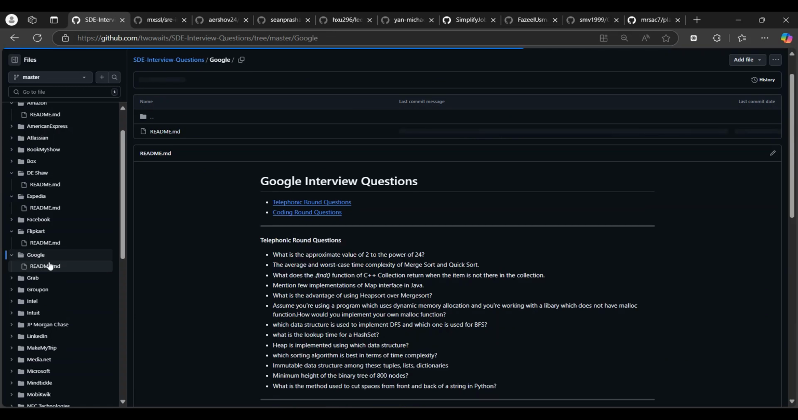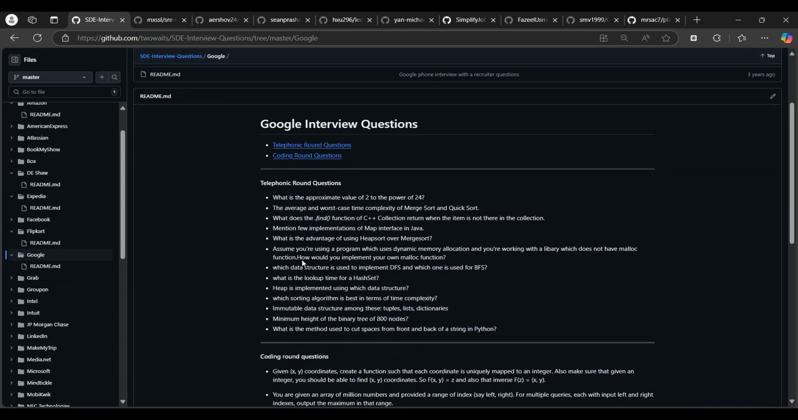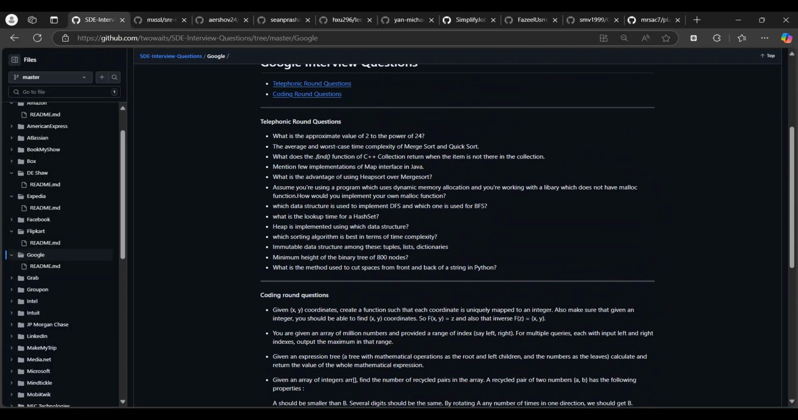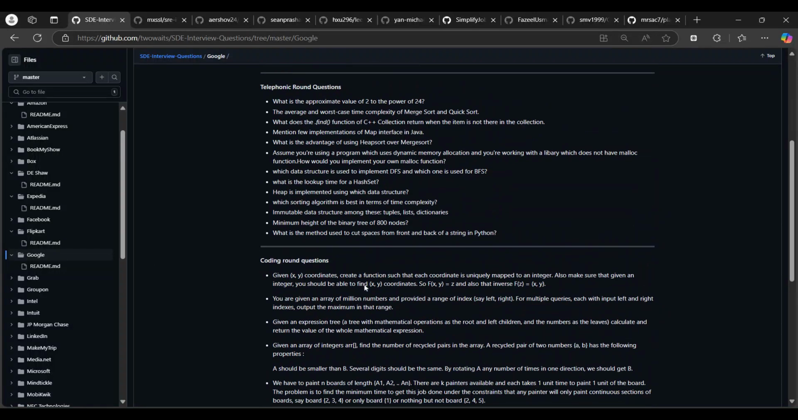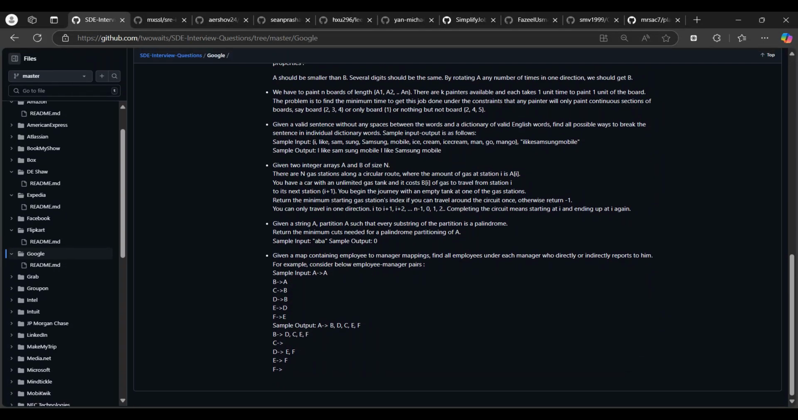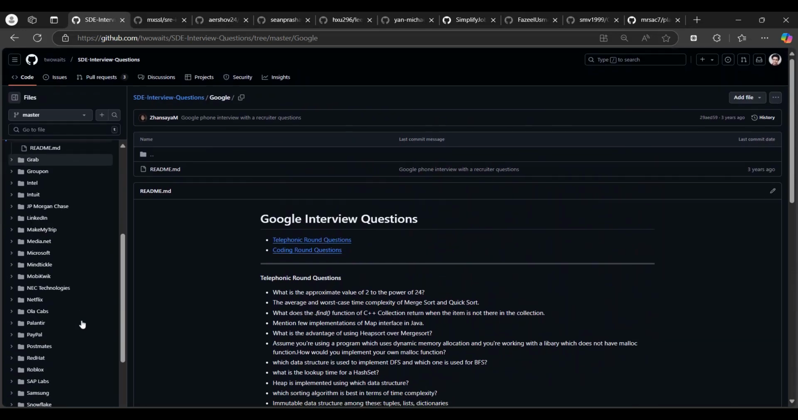Then similarly for Google, of course, a dream job, right? If you're preparing for Google also, you can prepare from here what questions they mostly ask in the telephonic round. And similarly you can prepare how to answer, right? Then the coding round questions are what they have mostly asked. So these are the things they have listed.